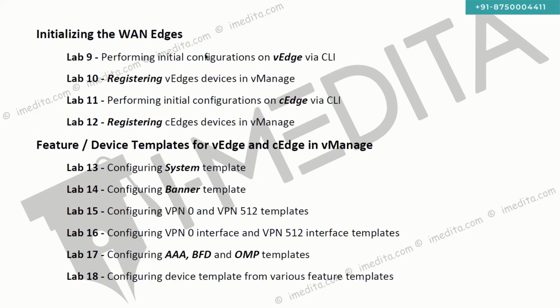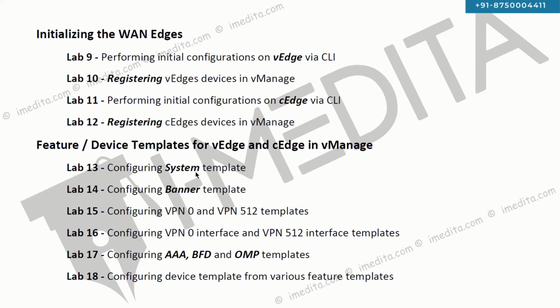Then the WAN edge deployment: vEdge, cEdge, CLI, GUI, and how to install a variety of certificates on these vEdge and cEdge devices. Up to this point, we'll be done with controller deployment and WAN edge router deployment. You will notice at the end of this point, all the edge devices will have reachability to the controller. They will be able to talk to each other. So that part will be done here.